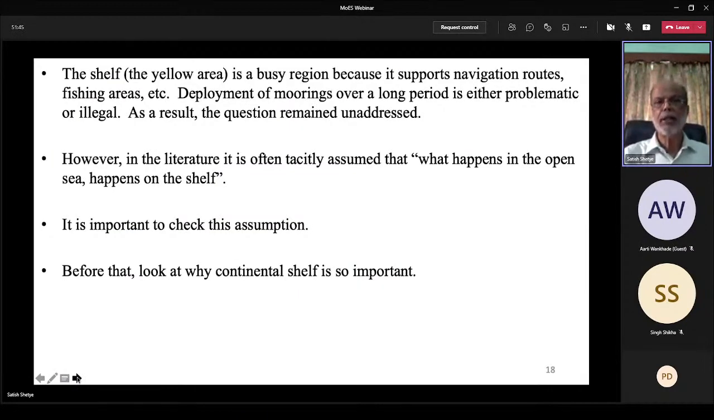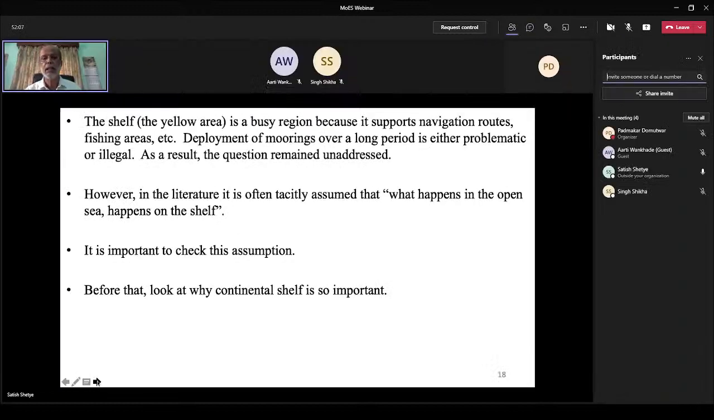The shelf, which is the yellow area, is a busy region because it supports navigational routes, fishing areas, and deployment of moorings is either problematic or almost illegal. As a result, this question of how does the shelf differ from the open sea has remained unanswered.